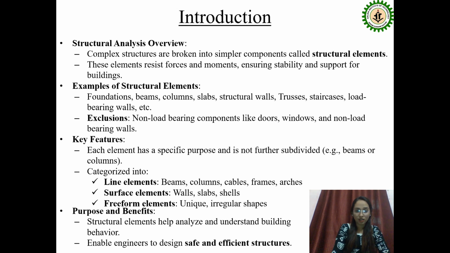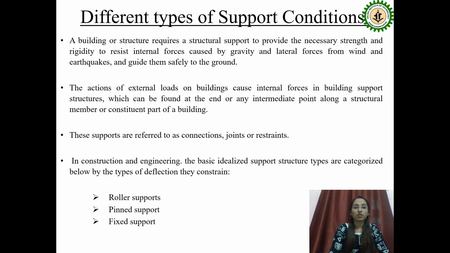Okay, let us proceed now. Different types of support conditions. For that, we need to know what a support condition is. A building or structure requires structural support to provide the necessary strength and rigidity to resist internal forces caused by gravity and lateral forces from wind and earthquake and guide them safely to the ground. That is, the structural element that we are studying or analyzing needs to have the strength or rigidity to resist the internal forces caused by what? Gravity. It may be the gravitational force, the lateral force, or the wind and earthquake force, or maybe the dead load, the live load.